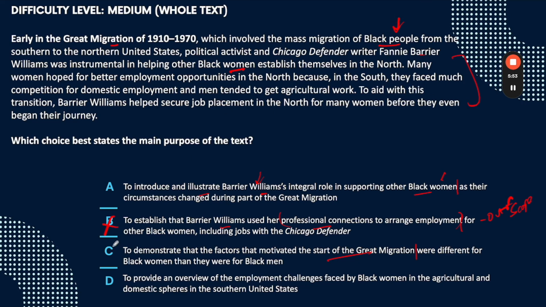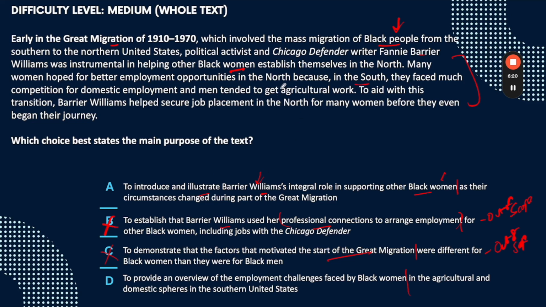So C is out because what motivated the start of the Great Migration is not being talked about in the text. As simple as that. So out of scope again. Let's look at D. To provide an overview of the employment challenges faced by black women. Okay, now stop here. Yes, the text does talk about the employment challenges black women faced in the South.